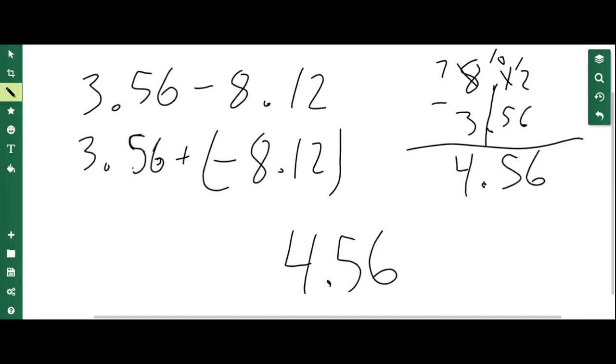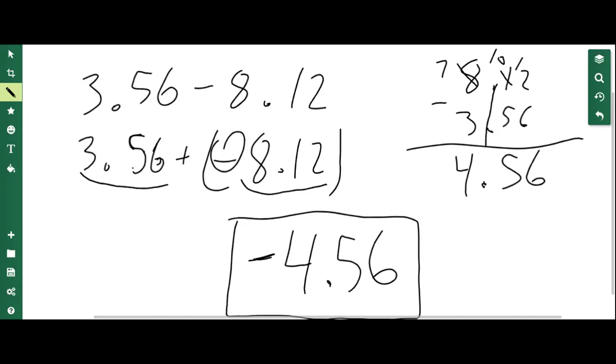So our answer is 4.56. But just like adding and subtracting real numbers, right? What happens when we add two numbers that are different signs? Well, we keep the sign with the bigger number. So notice how 8.12 is bigger than 3.56. So this becomes a negative. So our answer is negative 4.56. Another way to look at it is if you have something that's 3.56 and I'm going to get a loss of 8.12, I'm going to lose more money and I'm going to have to owe. So that's why it's negative 4.56.